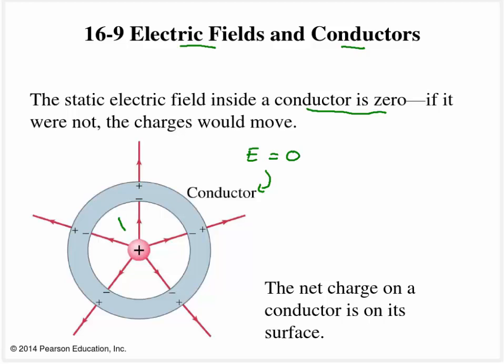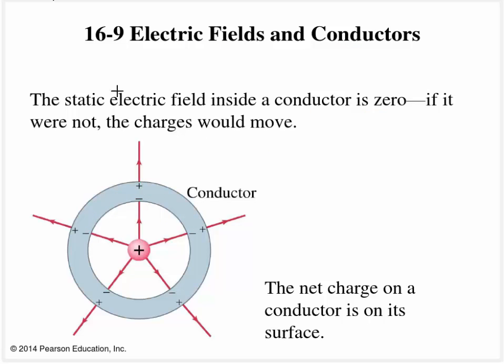Let's just take a look here. Suppose I place a positive charge right here inside of some conducting sphere, then these charges inside of this metal conducting sphere, well, they're free to move around. So the negatives are all going to be attracted to that positive guy in the center, and the positives are all going to be repelled from that positive guy in the center.